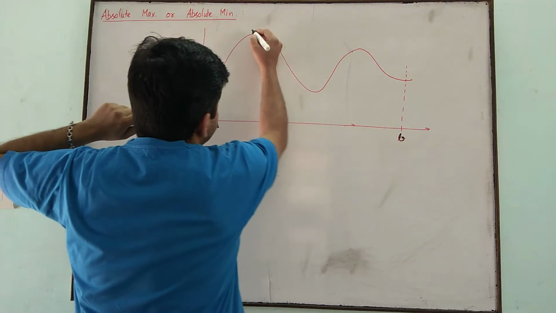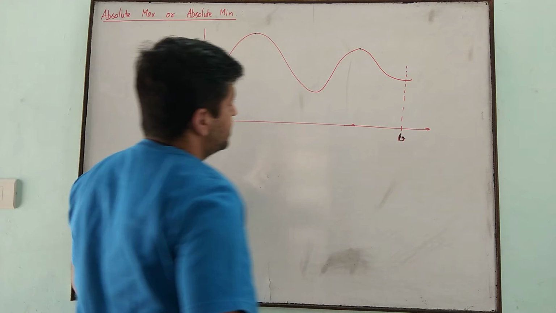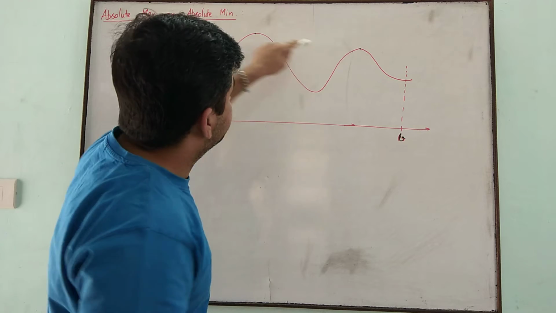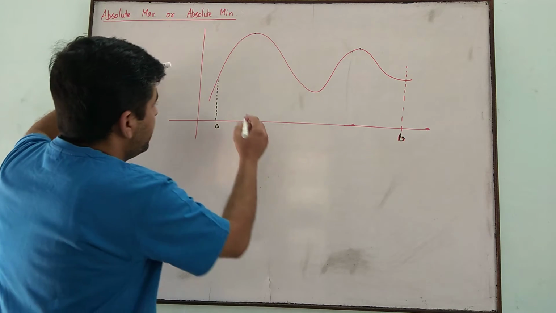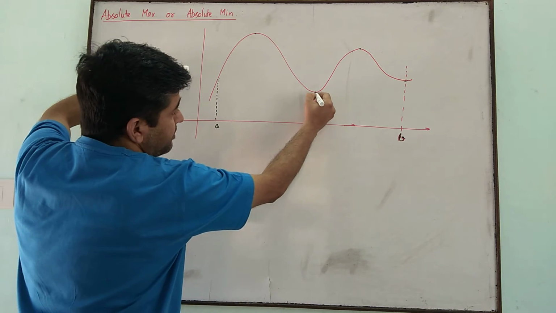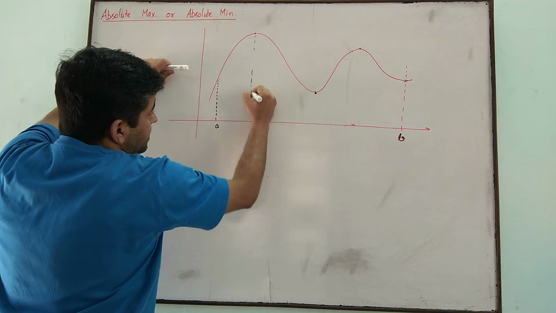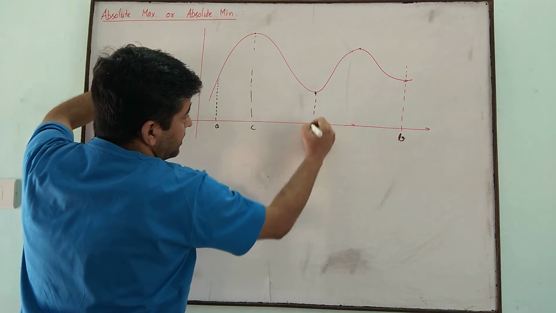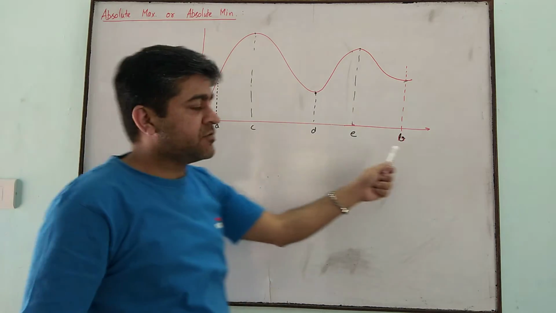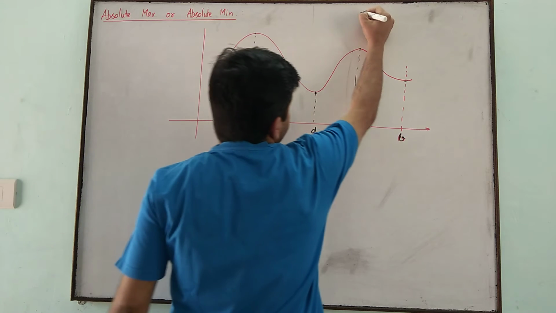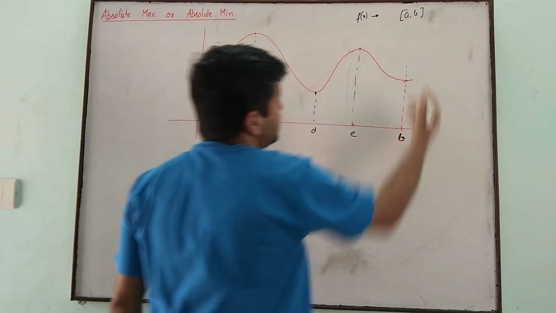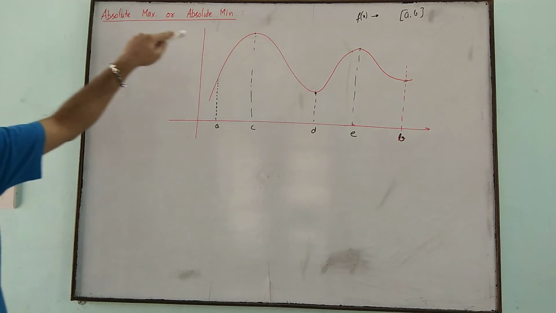See here, local maxima can be 2, but absolute maxima will be 1. Means only out of these two, which one is highest will be the maxima, and out of these three, 1, 2 and 3, the minimum value will be the minimum. Let us say this is the point C, D and E. So we have to consider all the 5 points of the given interval also. The function is given, interval is given a to b. So in between the interval you need to find absolute maxima or absolute minima.